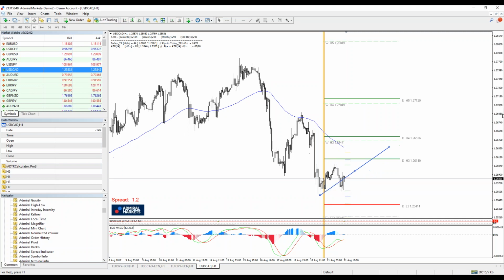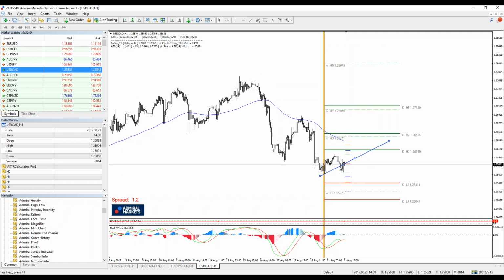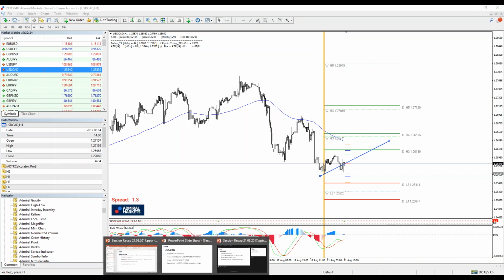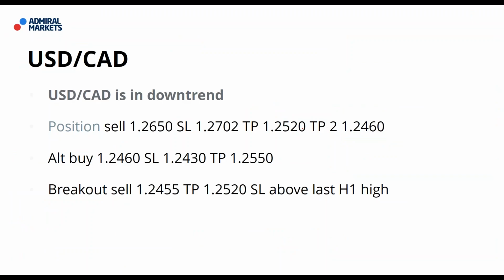So you could have made some scalps here at the break of 25.80, 85. It went to 60. So for some scalping, the ATR is 80. You could have made 20 pips. So it's like a quarter of ATR. For scalping purposes, it was good. So yeah, this was it. Dollar CAD.